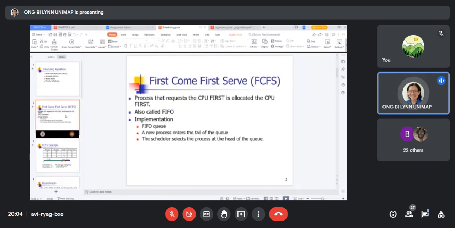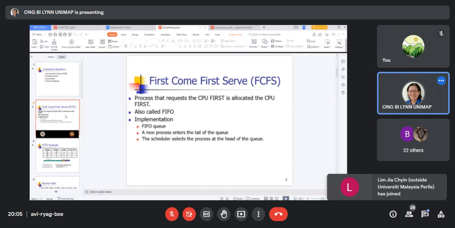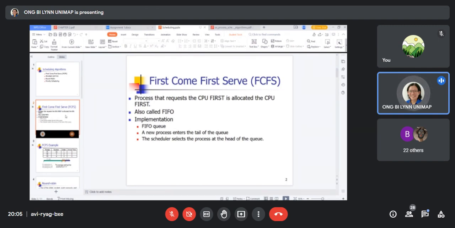So first come, first serve says that the process that requests the CPU first is allocated the CPU first, also called first in, first out. All right. So I believe you know this. Implementation: a first in, first out queue. A new process enters the tail of the queue.